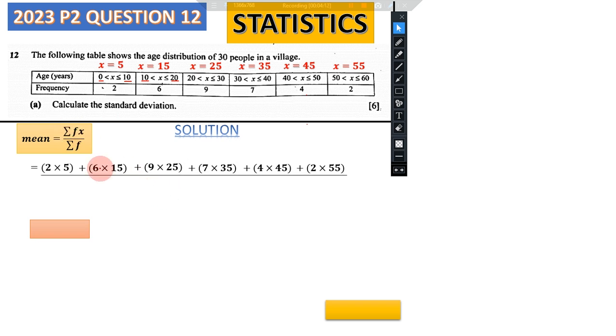Later on, we're going to divide by the summation of frequency, that is the addition of all the frequency values. So when we add 2 plus 6 plus 9 plus 7 plus 4 plus 2, what do we get? We're getting 30. Now we are going to punch everything on the calculator. Don't include the division, just the things on top here. We're going to punch directly on the calculator like this.